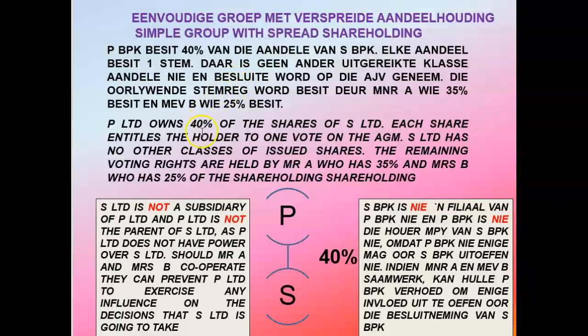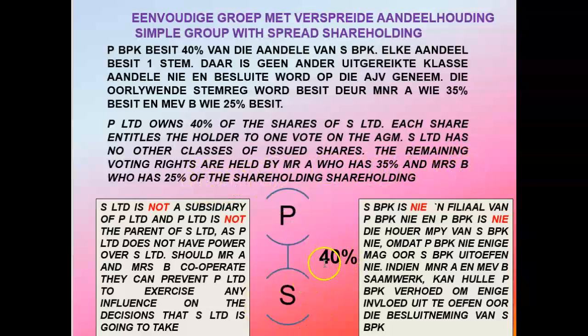Let's have a look at this one. P Limited owns 40% of the shares of S. Each share entitles the holder to one vote at the AGM. S Limited has no other classes of issued shares. AGM is the annual general meeting of the shareholders. The remaining voting rights are held by Mr. A, who has 35% of the shares, and Mrs. B, who has 25% of the shares of S.